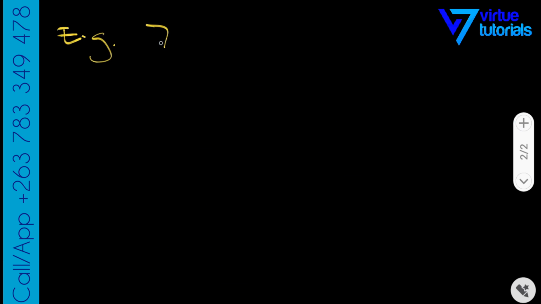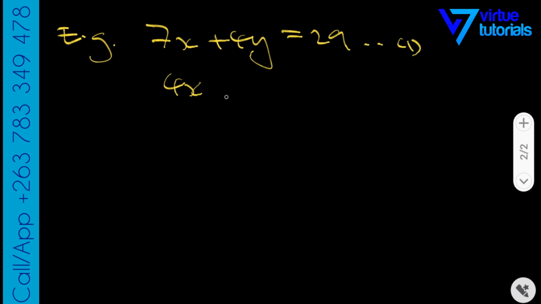We have 7x plus 4y is equal to 29. That's equation 1, the first equation. Then 4x plus 2y is equal to 16. That's equation 2. Now, let's solve.